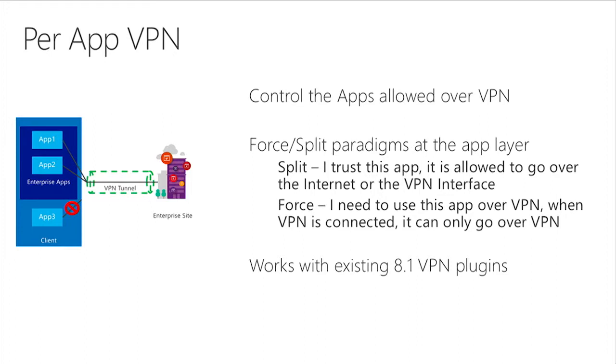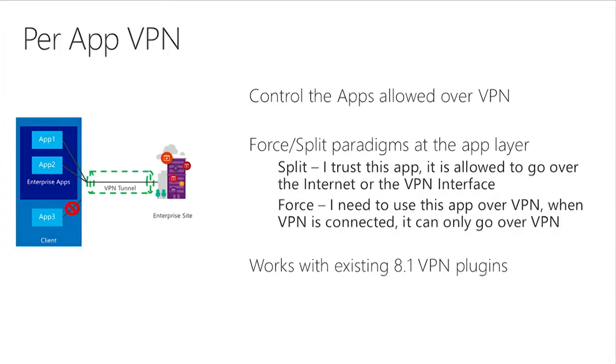You can have either force or split paradigms at the app layer themselves. What that means is that if you select split, you're saying that you trust this app. It is allowed to go over the VPN interface, but it can also go over the internet. With force tunnel at the app layer, you are saying that this app is required for my VPN interface, but should not go over the internet if VPN is connected. This again works with the 8.1 VPN plugins without any modifications.